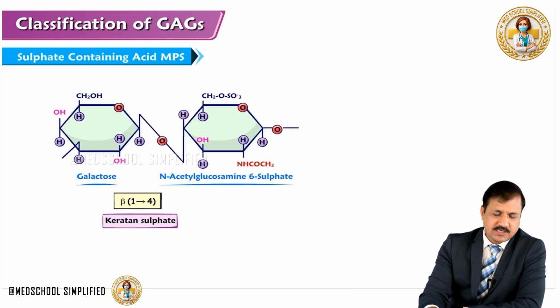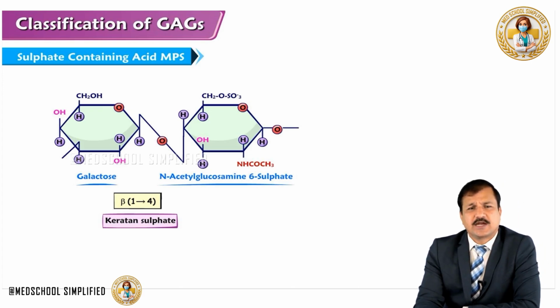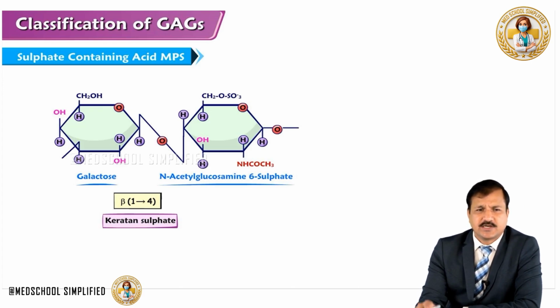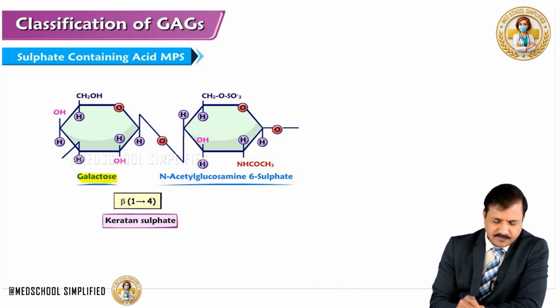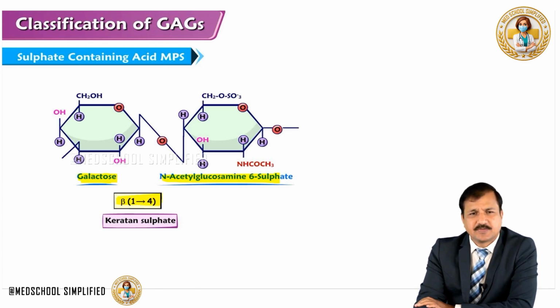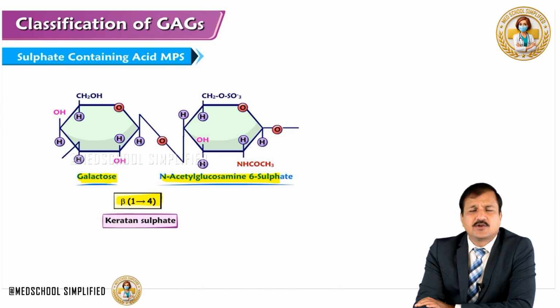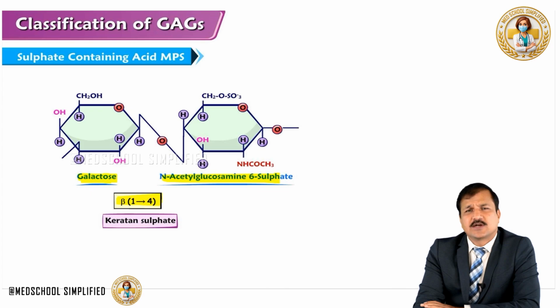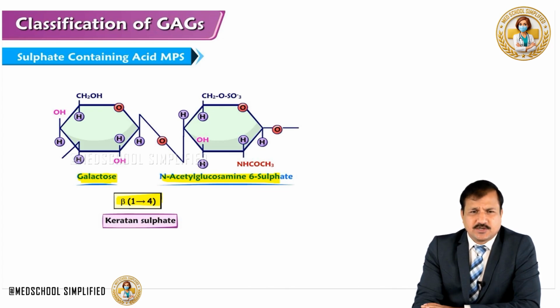Now let's move on to see sulfate-containing acid mucopolysaccharides. In that, the first one is keratan sulfate. Look at the keratan sulfate structure here. It is galactose making a beta-1,4 linkage with N-acetyl glucosamine 6-phosphate. Note that keratan sulfate does not contain uronic acid, no glucuronic acid or iduronic acid. So it is an exception here. All glycosaminoglycans contain uronic acid except keratan sulfate, which has no acidic sugar.